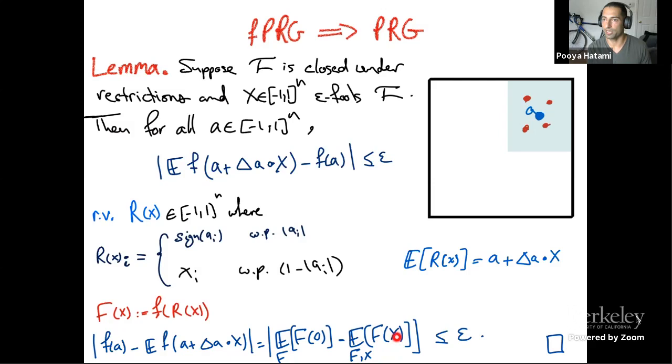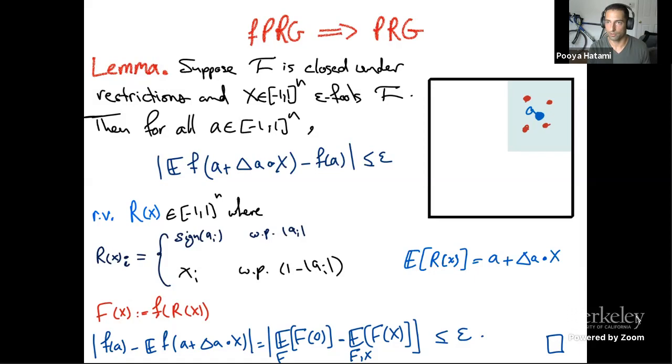But remember that when you've already sampled F, it's just a restriction of lowercase f. And we know that x fools all of those because the family is closed under restrictions. So you just have a bound of epsilon. For any of these capital Fs, this is bounded by epsilon, so the expectation is bounded by epsilon also. Okay, so very, very simple fact. And you can see that we crucially use the fact that the family is closed under restrictions, because it wasn't enough that x only fools the original function lowercase f. We would need to fool all of these restrictions.